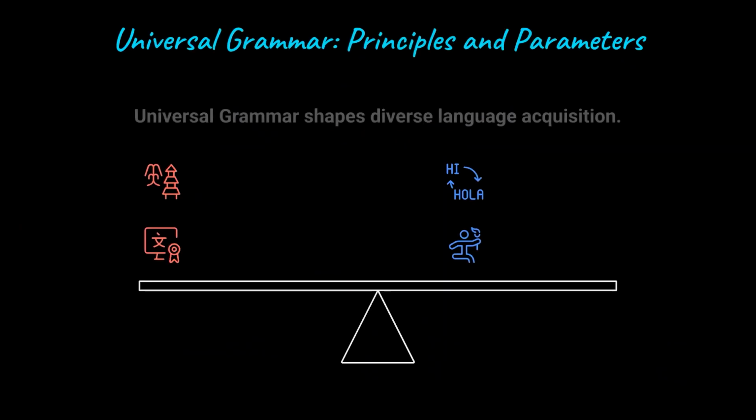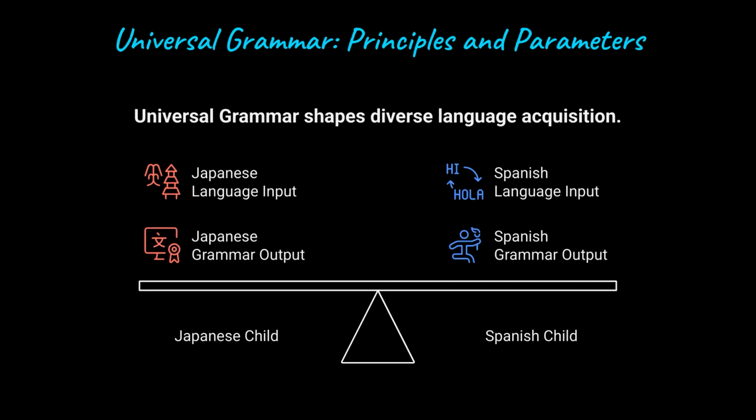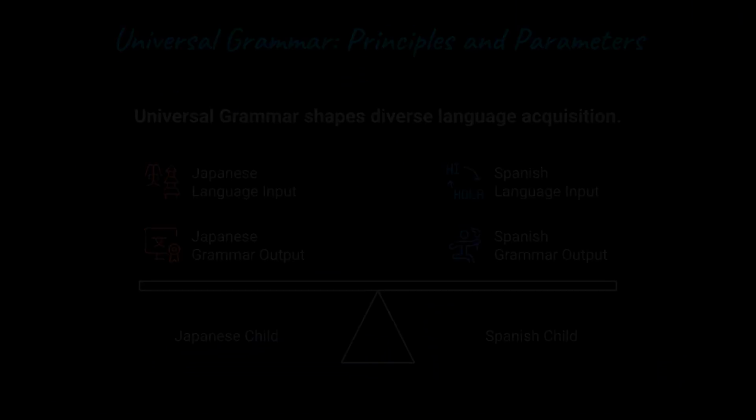Think of universal grammar as a shared foundation. Two toddlers, one in Tokyo, one in Bogota, begin with the same innate principles. Local language exposure simply sets the parameters, producing Japanese grammar in one child and Spanish grammar in the other, with no explicit instruction required.